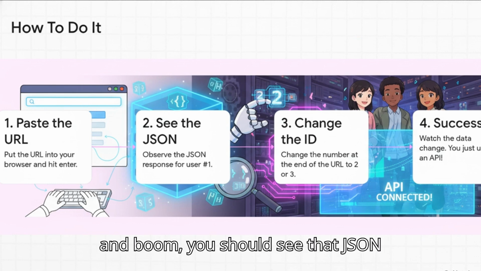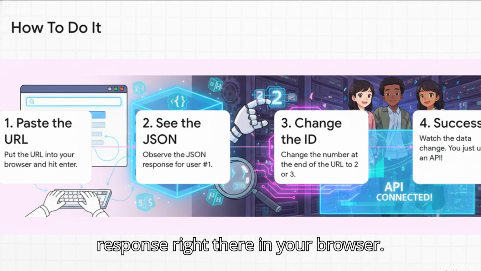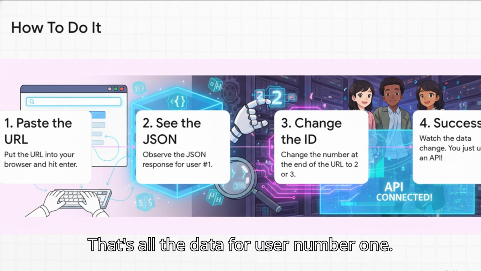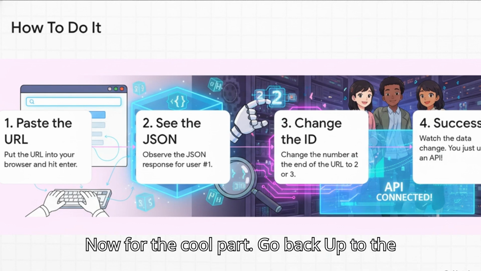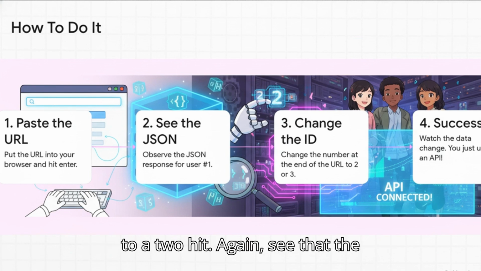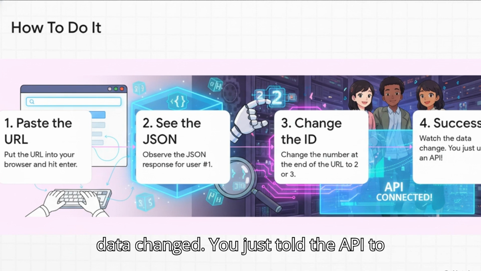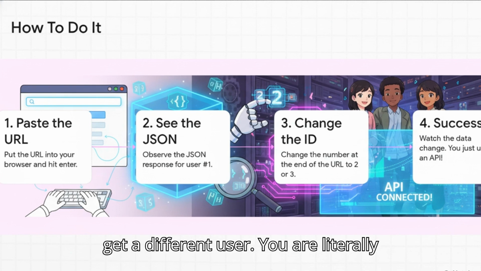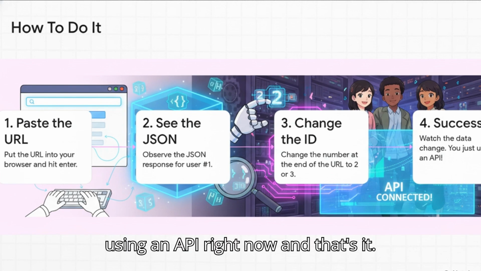Ready? Hit enter, and boom! You should see that JSON response right there in your browser. That's all the data for user number 1. Now for the cool part. Go back up to the URL and change that 1 at the very end to a 2. Hit enter again. See that? The data changed. You just told the API to get a different user. You are literally using an API right now.